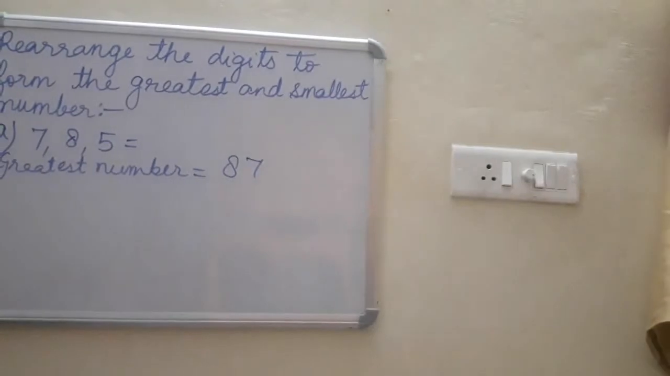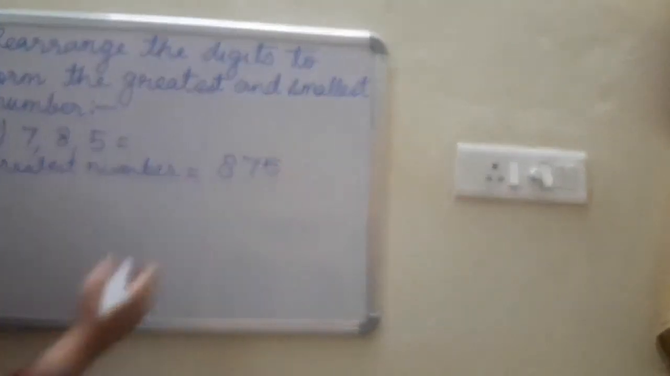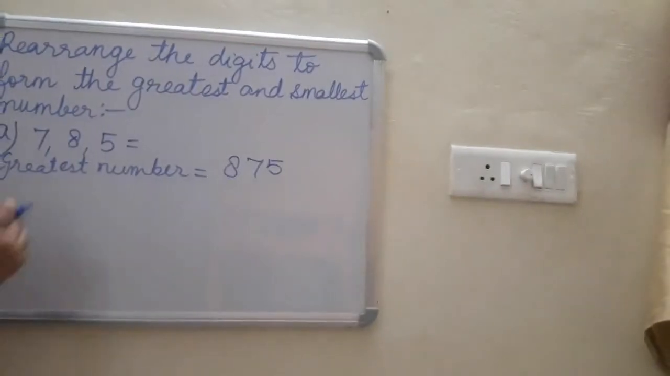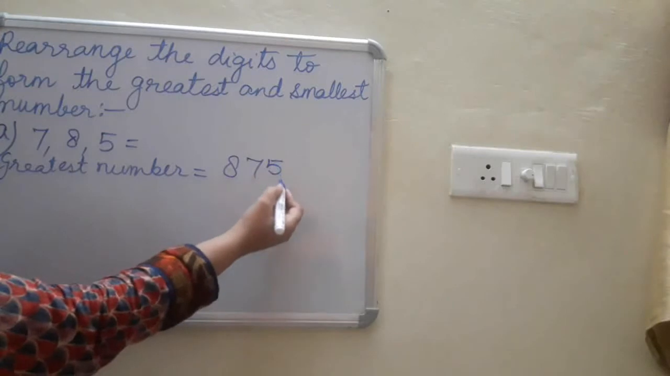Now the third digit is 5. So we will put 5 here. So we have got the greatest number and the greatest number is 875.